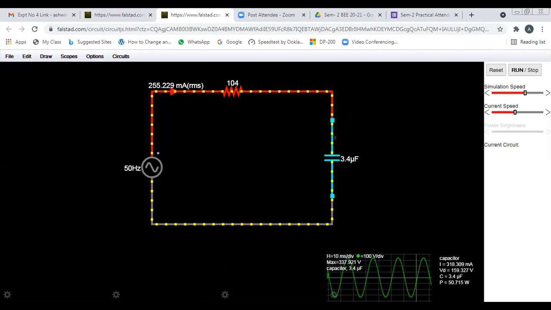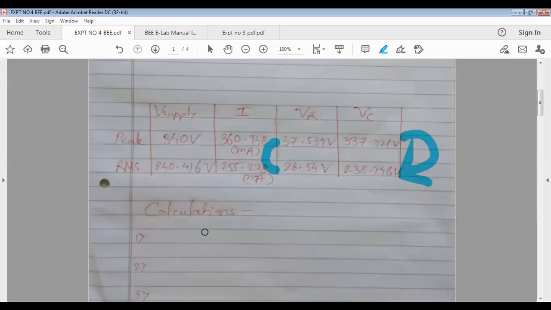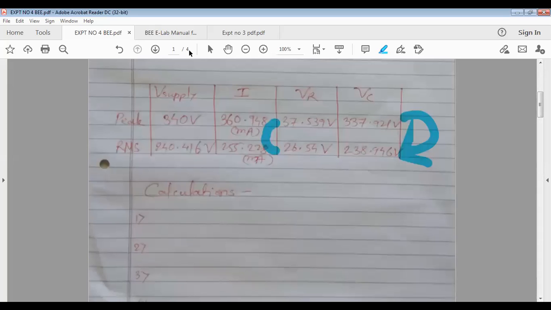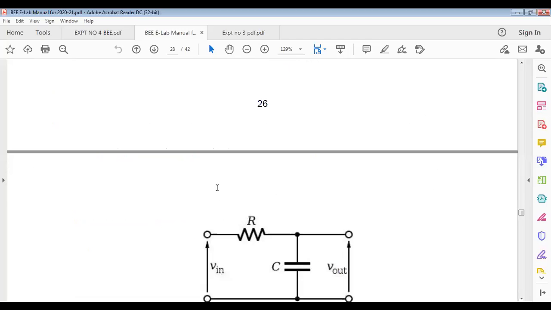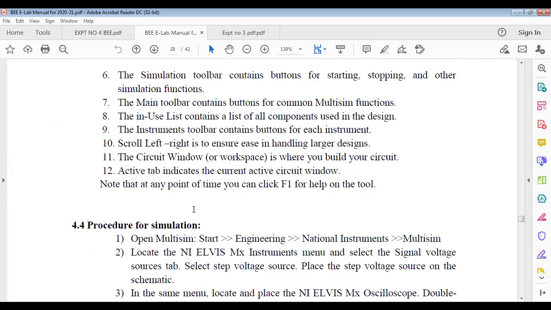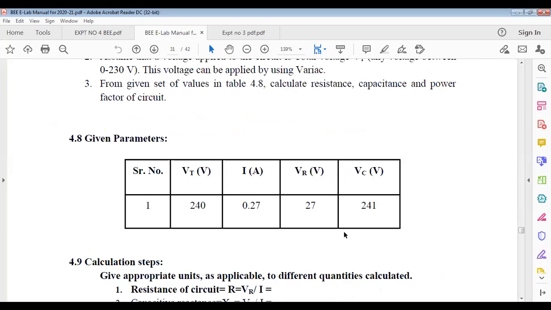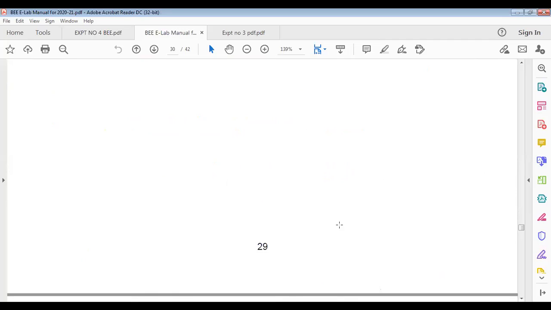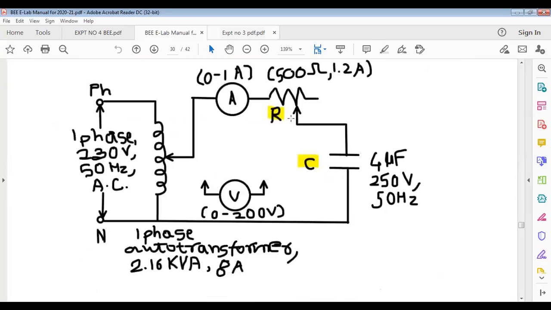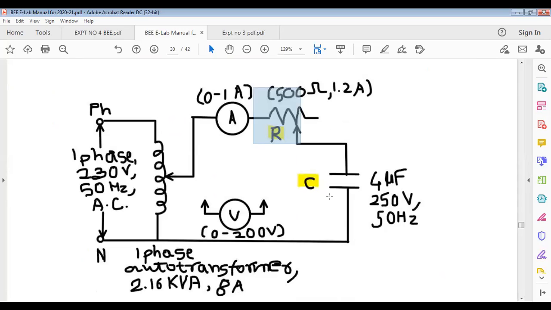Now what do you have to do with this? See here. Next is the calculation part. The lab manual copy is there on Google Classroom, soft copy. Okay, use that. Now here in this circuit, this is the circuit when we used to perform it in the lab using hardware. There we will be using a rheostat as a resistance, then a capacitor, then an ammeter or milliammeter we connect over here.